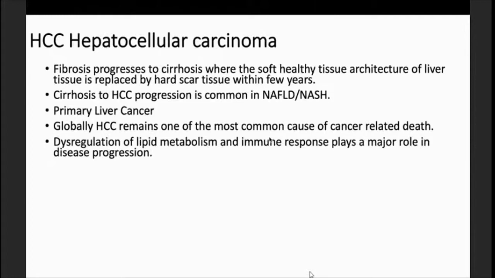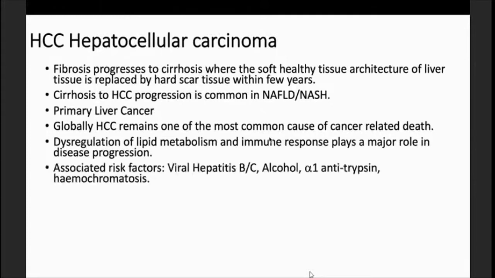The dysregulation of lipid metabolism and immune response plays a major role in the progression of the disease. Associated risk factors include viral hepatitis B and C, alcohol, alpha-1 antitrypsin, and hemochromatosis. Alpha-1 antitrypsin is a glycoprotein largely found in the liver. It's a serine protease inhibitor. Dysregulation of this disturbs the neutrophil balance in the liver, and it's known to contribute towards HCC.